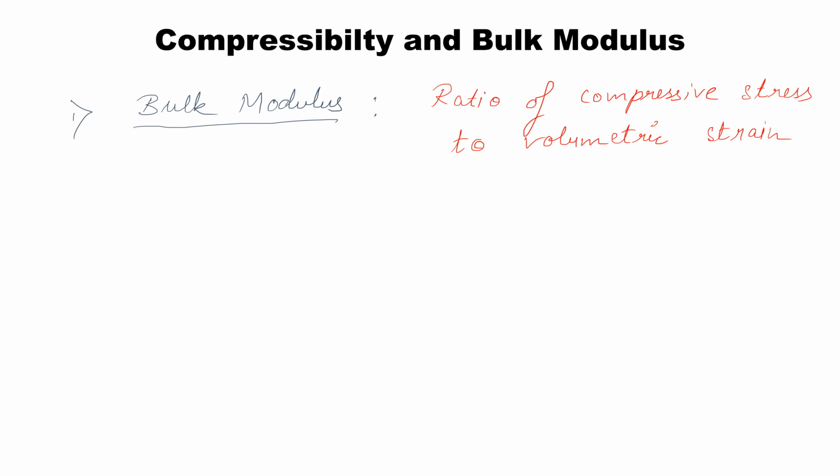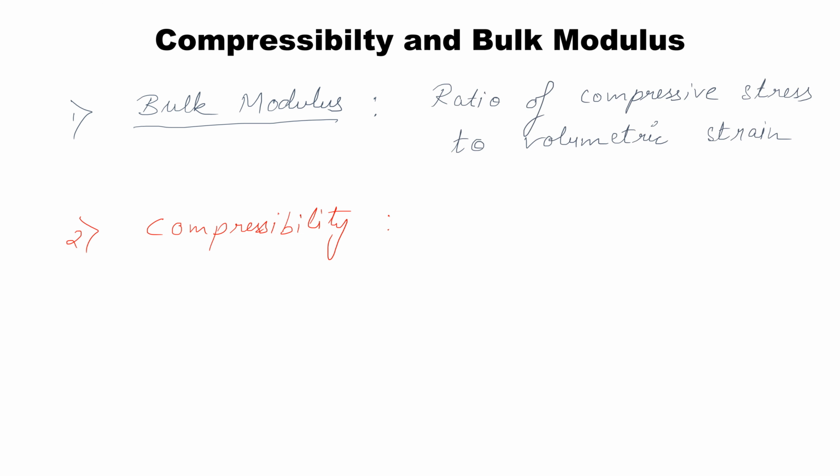Now we will talk about compressibility and bulk modulus. So first let's define bulk modulus. Bulk modulus is defined as the ratio of compressive stress to volumetric strain. So in a fluid, the compressive stress that is acting on the fluid, we divide it by the volumetric strain that is present in the fluid. So this is known as the bulk modulus of that fluid.